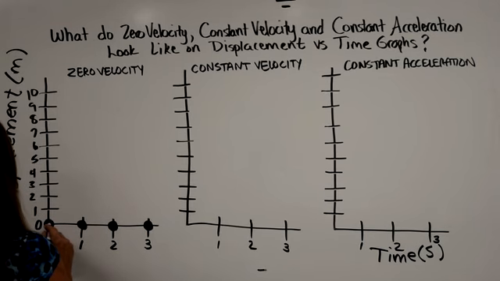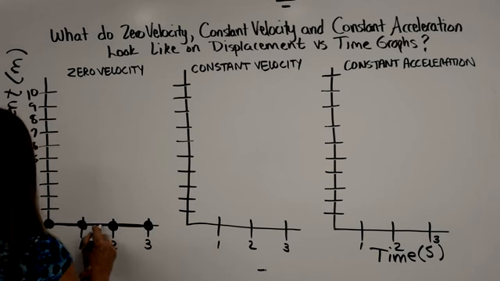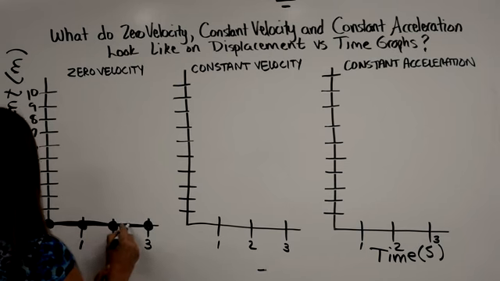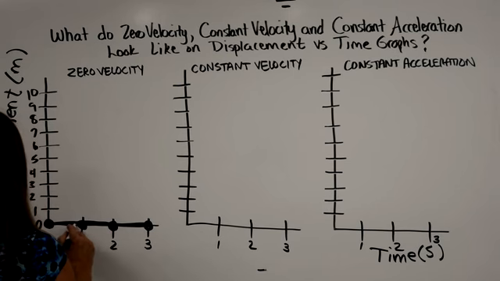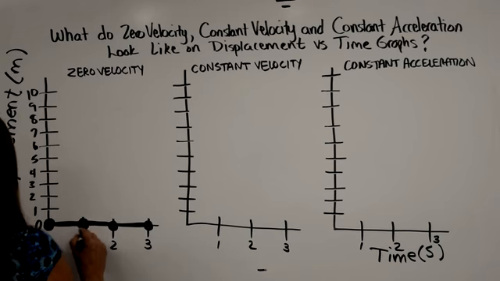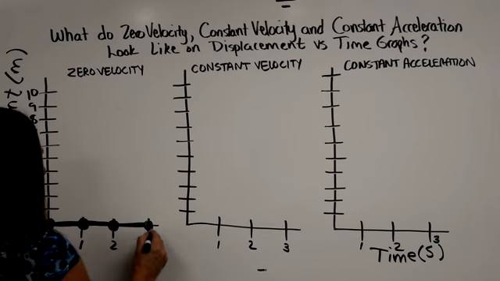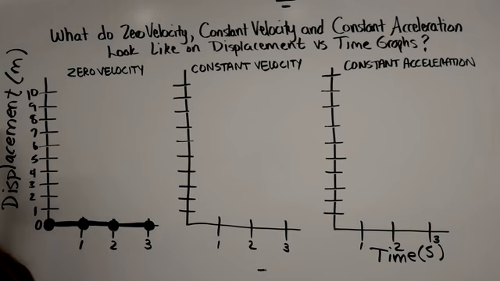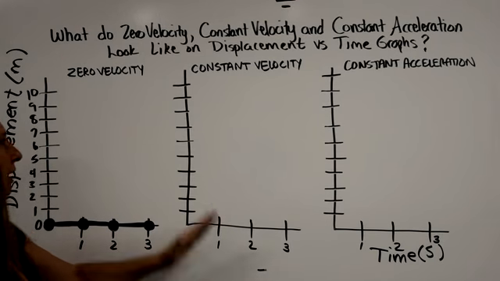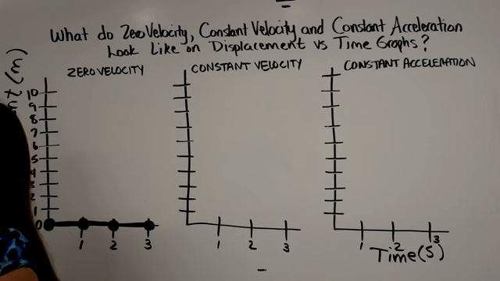So right here we have a flat horizontal line is what zero velocity looks like. I'm making it a little thick there. What zero velocity looks like on a displacement time graph. That is zero velocity. Remember, this is a displacement time graph. The y-axis on all three of these is going to be displacement.